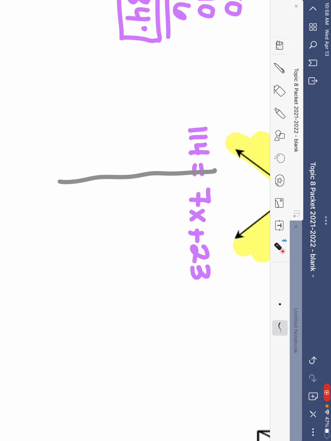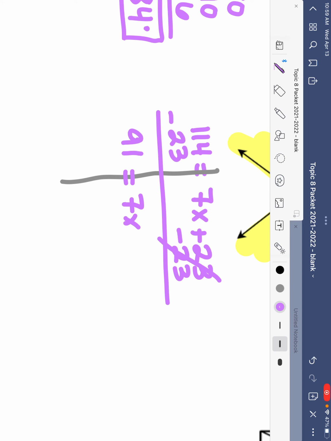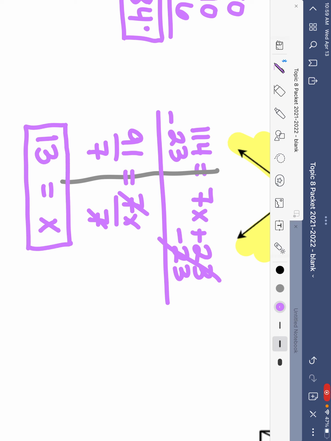To undo that, I need to subtract 23 on both sides. So on the side with the x, 23 cancels out, and I can bring down 7x. Now that's equal to 114 minus 23, which if you use your calculator, you're going to get 91. Now to get that x by itself, I'm going to divide by 7 on both sides. My 7's cancel out, x is by itself. 91 divided by 7 is 13. So 13 equals x, or you could write that as x equals 13. It doesn't really matter.